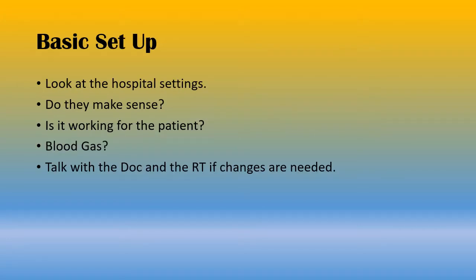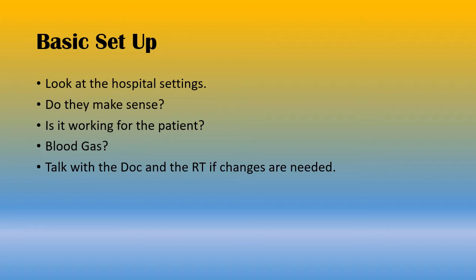When you go through your basic setup of the vent at the bedside when you get to the hospital, you're going to want to look at the hospital settings and see if they make sense and see if they're working for the patient. Most of the time, they're going to make sense and they're going to be working just fine. Every once in a while, you'll go to the hospital, you'll have a 4'2" nice old lady who is on 500 of tidal volume. And that just doesn't make sense. It's way too much, way more than 6 milliliters per kilogram of her ideal body weight. So you're going to have to talk with the doctor and the respiratory therapist if changes are needed. At the C3 level, you can't make changes to the ventilator settings unless the doctor okays it. So you want to work out the math, which you're going to learn about here in a little bit, and talk it over with the doctor, make sure they're okay with it, then make your changes.